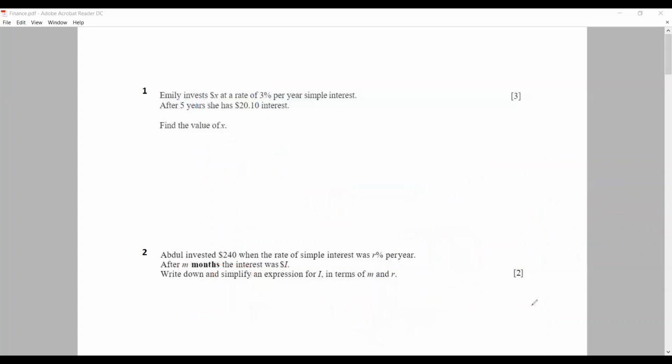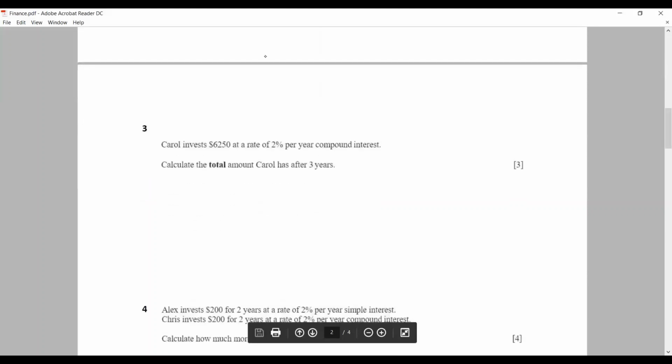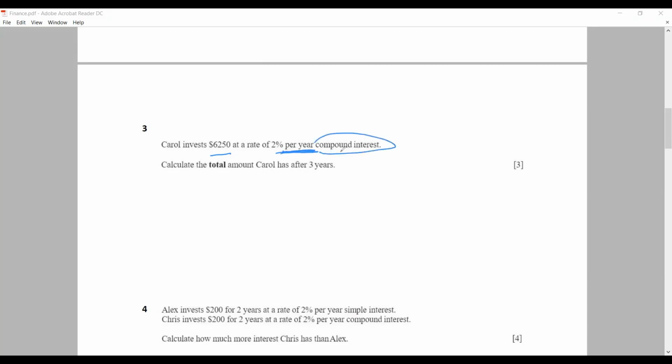Be very careful that we use the same unit for time. Moving on to question number 3. Carol invests $6,250 at the rate of 2% per year, compound interest. So calculate the total amount. Okay, the time is also given. This is n is 3.